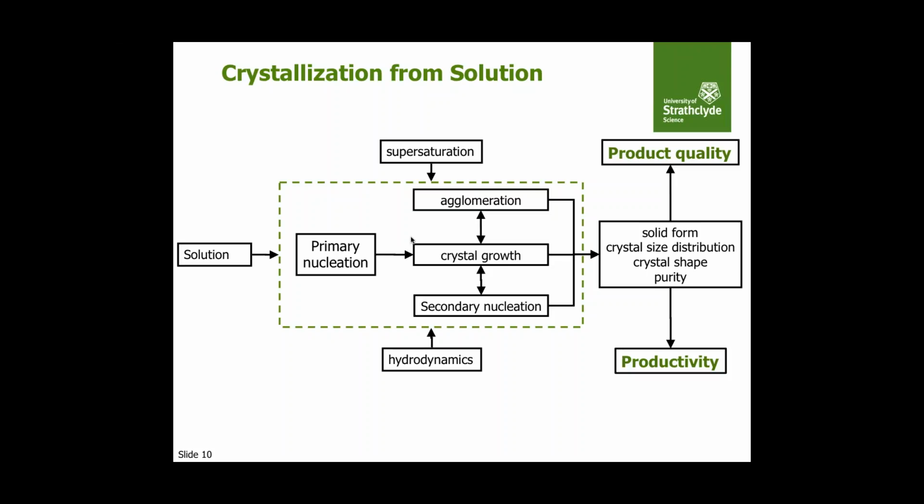This process is governed by the solution in which it occurs, the hydrodynamics, the fluid dynamics caused by the stirring, and by the supersaturation. The supersaturation is the driving force for crystallization, and if you know something about the solubility, you then know something about the supersaturation. The crystallization process results in a product quality and a certain amount that you crystallize out, which I call the productivity or the yield. Product quality is defined by, for instance, the polymorph you're making, the crystal size distribution, and the shape and the purity of the crystalline particles.